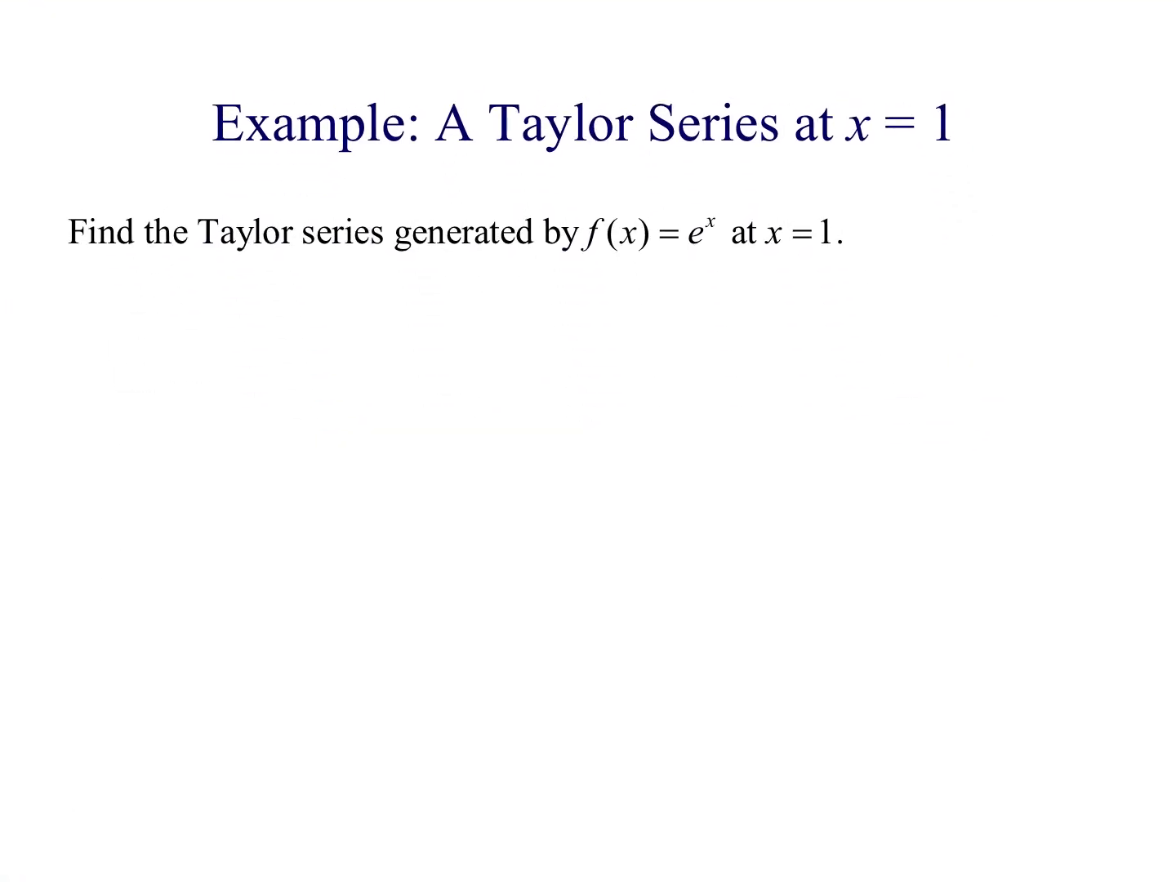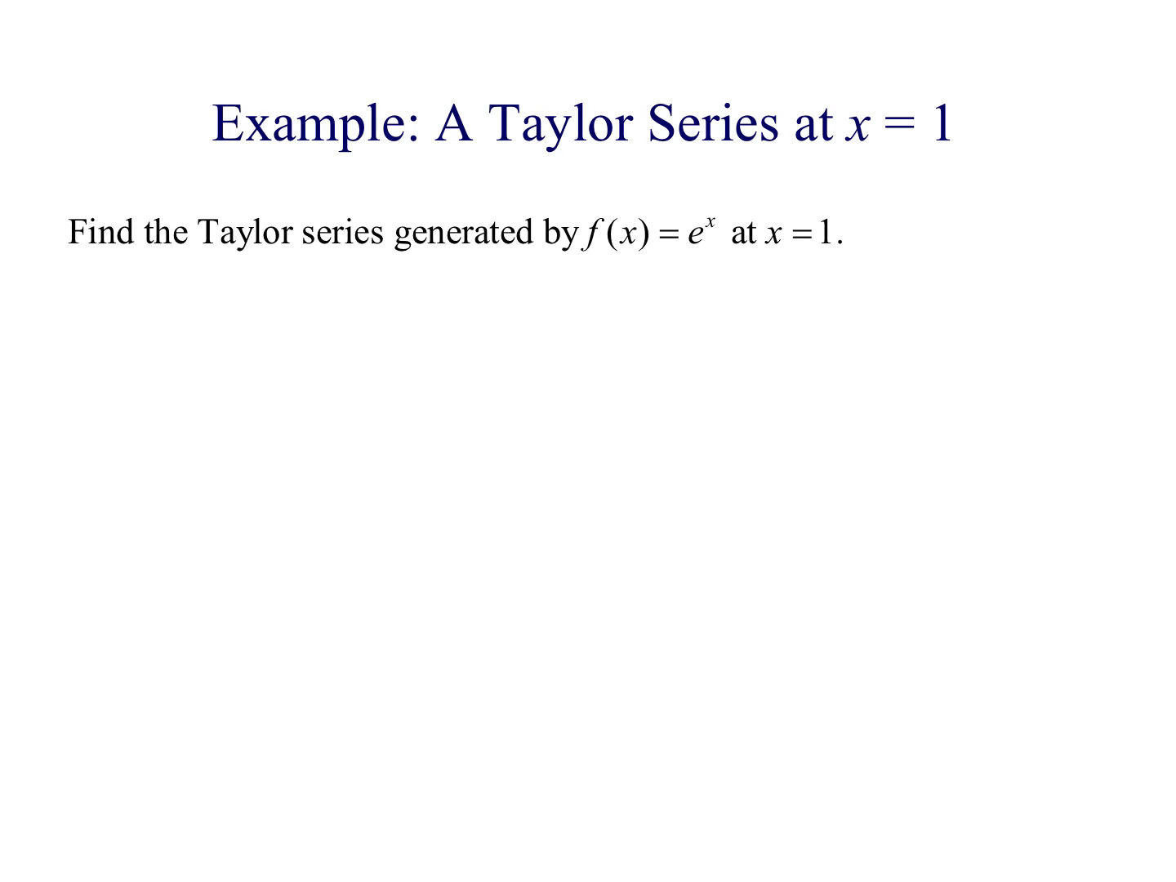Okay, let's try to find a polynomial that's going to model e to the x, and we're going to center it at 1, but I did not tell you what order to do. So what that means is you need to do enough of them till you find the pattern, and then you need to end with a general term.